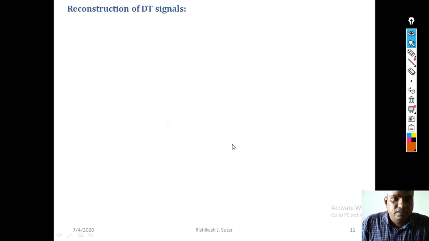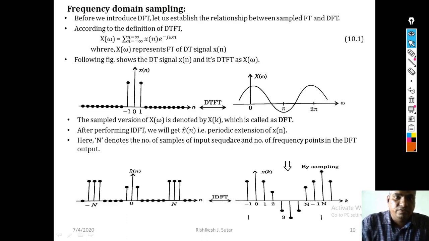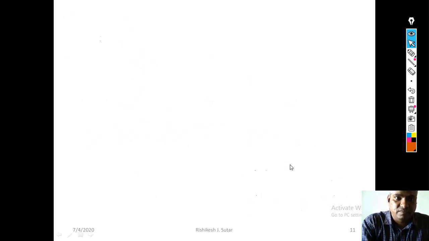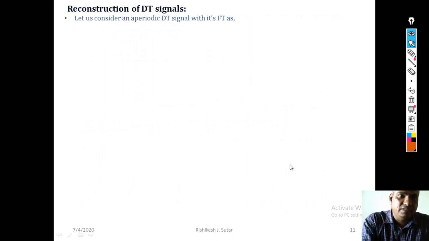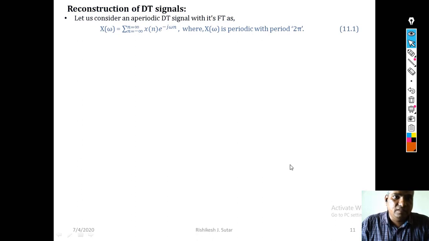So further, once we have finished with the sampling, that is we have considered x of n, then we have considered x of omega, we have sampled it, and here I have got the sampled signal. Once I got the sampled signal, now I'll go towards its reconstruction. So now we'll go towards the reconstruction of discrete time signal. So we'll start again from the basics.